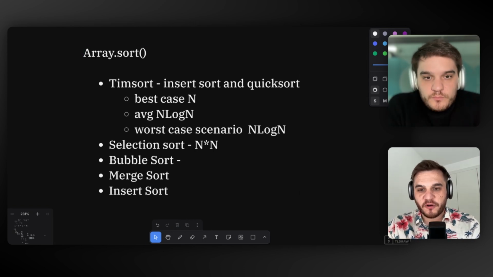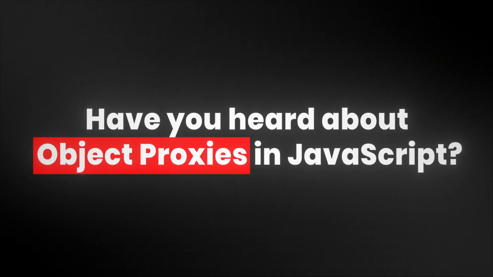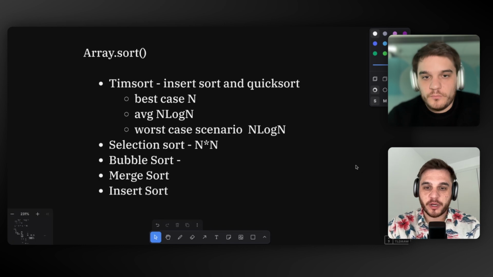On to question number 5 and the final question. Have you heard about object proxies in JavaScript? Can you give a real-life example where they are being used?